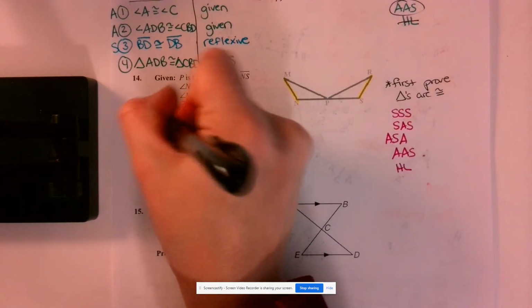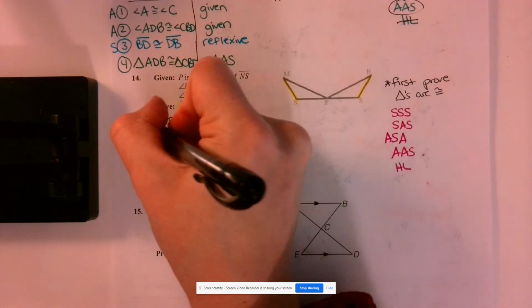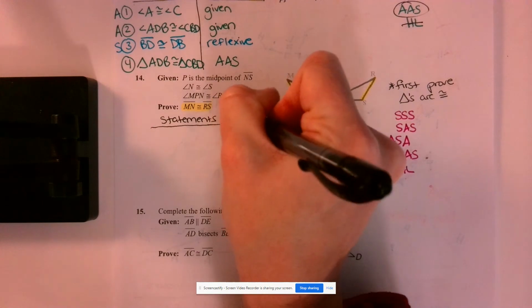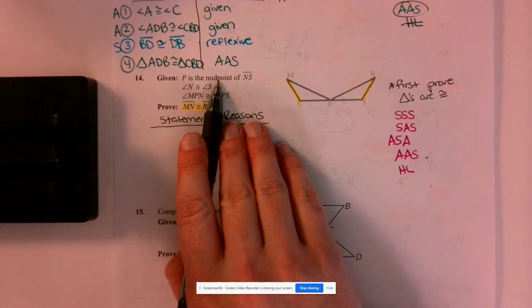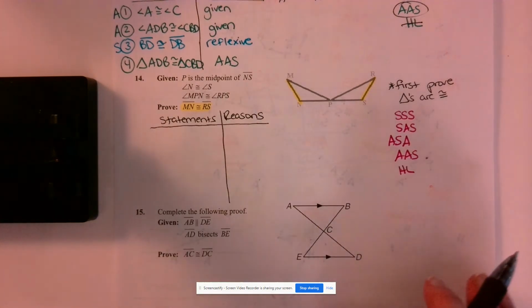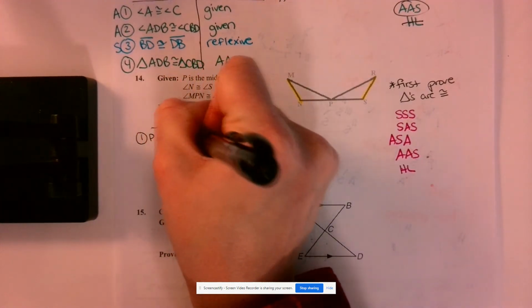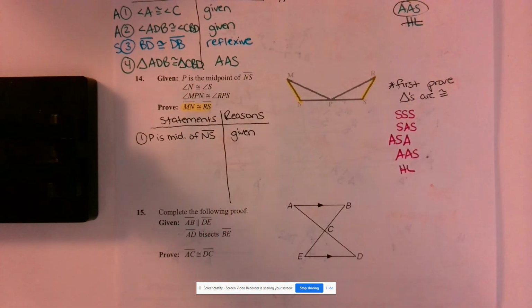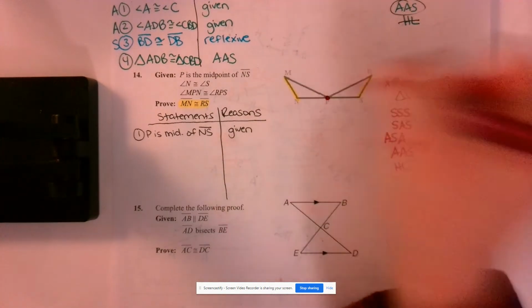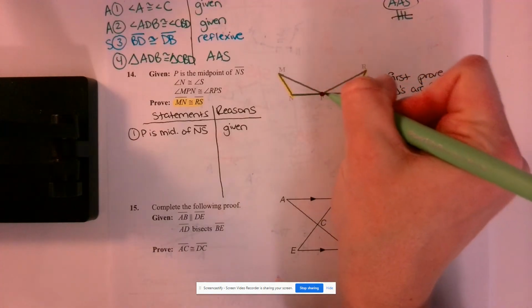I'm going to go ahead and set up my two-column proof because I did not have mine set up for me. And let's start with the first given statement. P is the midpoint of line segment NS. Let's go ahead and think about what that means. Here's point P, and here's line segment NS. It's this whole bottom segment here.